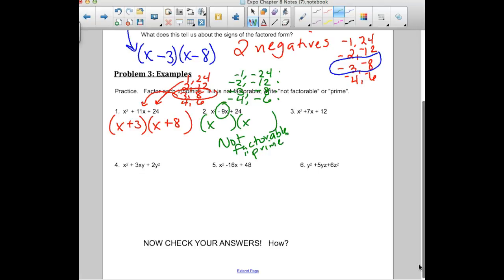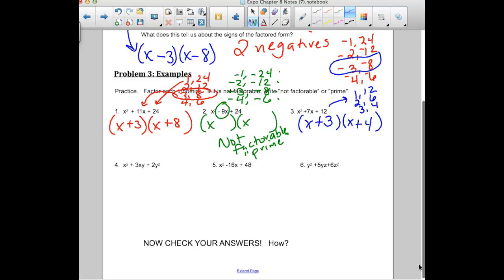All right, example 3. We can break apart our x squared into x times x. When we FOIL that out, our x squared will come back. Factors of 12 are 1 and 12, 2 and 6, or 3 and 4. And the pair that adds up to the 7 in the middle would be the 3 and the 4.